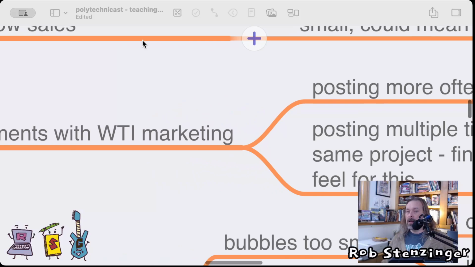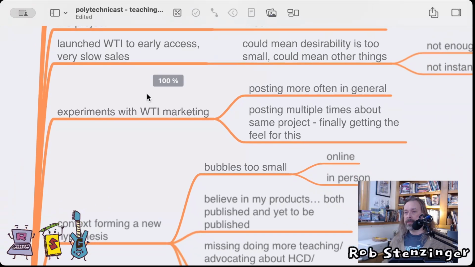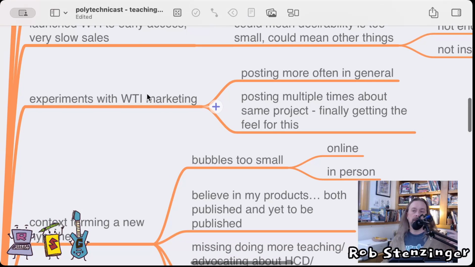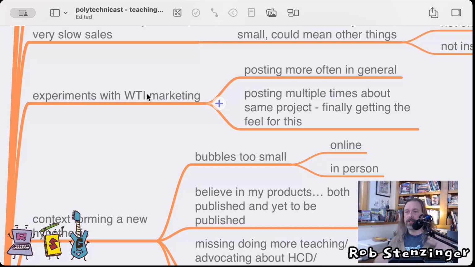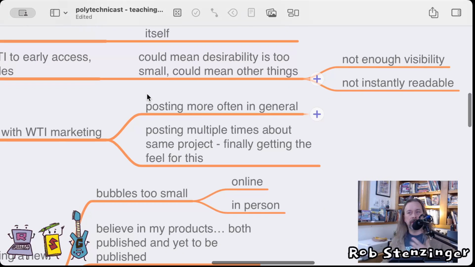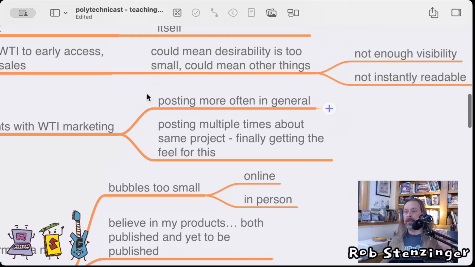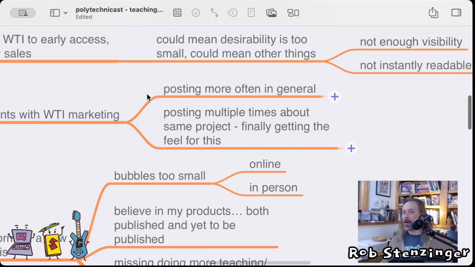So I'm working on making it more instantly readable by making new banner art and marketing materials. Even though I've done some experiments with the marketing, I'm getting posts out more often. I'm getting practiced at talking about my projects more and better in useful ways, so I'm getting some connection there. But in addition to the not instantly readable, which is a pretty simple one to handle, the not enough visibility is a harder one to handle.